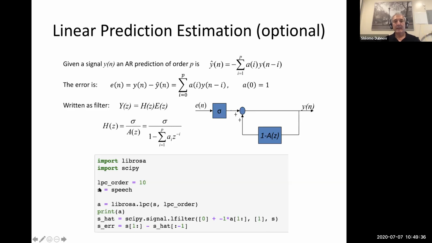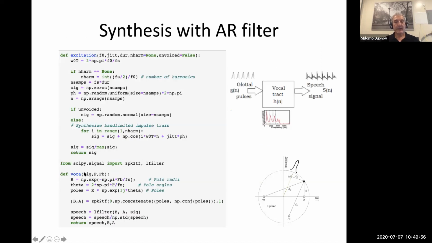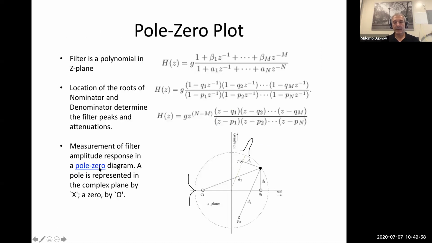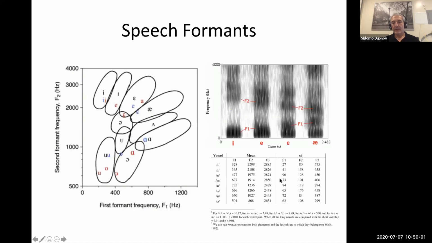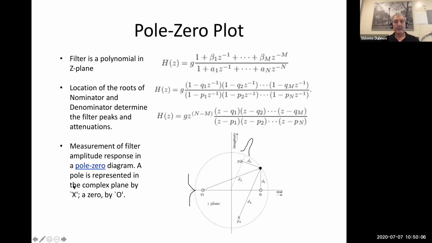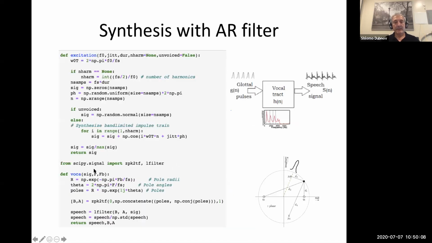Now let's see if we can get some insight into linear prediction. This is optional, it's not really part of the homework, but LPC is a powerful method and it exists in Librosa. Instead of generating synthetically, we can take our formants, take this table here, and according to these frequencies, generate our poles and zeros. And with these poles and zeros, we can generate our filters.